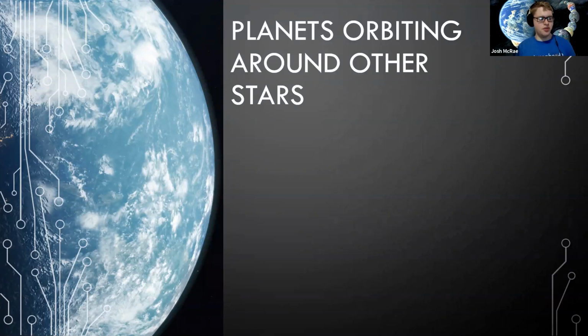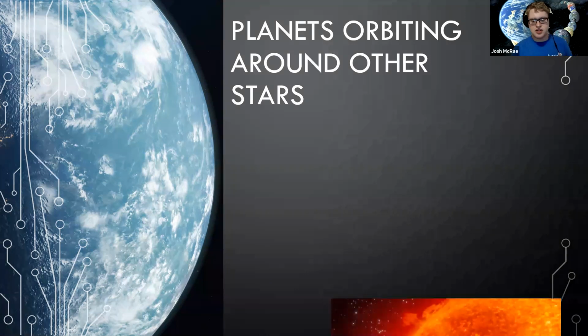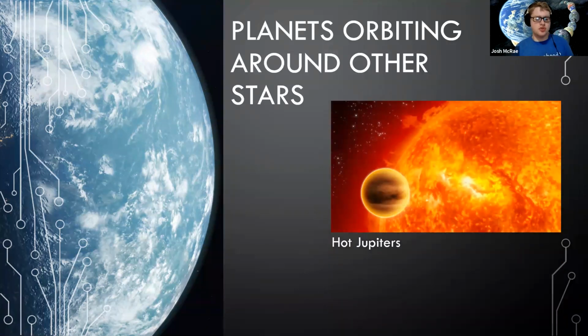There are a couple of really fun cases that we can tend to see, such as hot Jupiters. Hot Jupiters are planets that are around the same size as, if not bigger than, Jupiter, and really, really close to their host star.